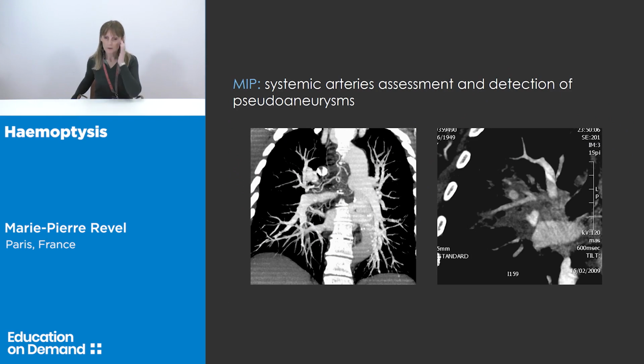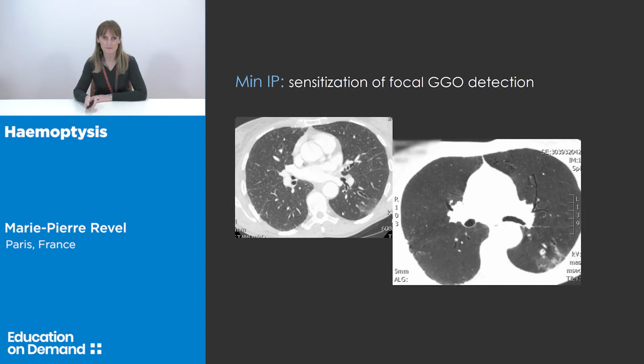So, two examples of MIP reformation. Here, the depiction of a false aneurysm, and here the demonstration of an enlargement of the right bronchial artery on coronal reformation. Minimum intensity projection is interesting for sensitization of focal ground glass detection, as shown here. Of course, we can depict some ground glass opacification, but it's really more obvious with the minimum intensity reformation.